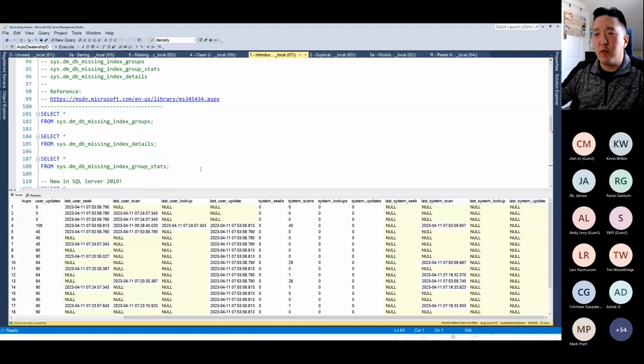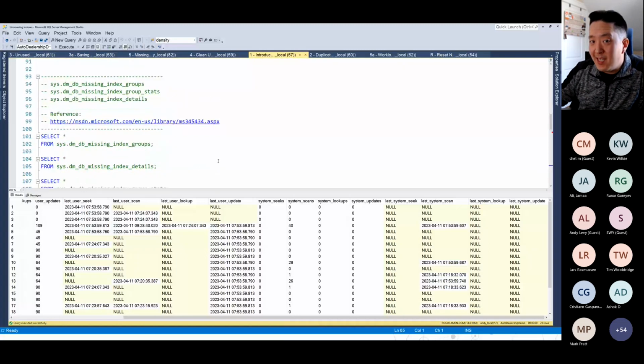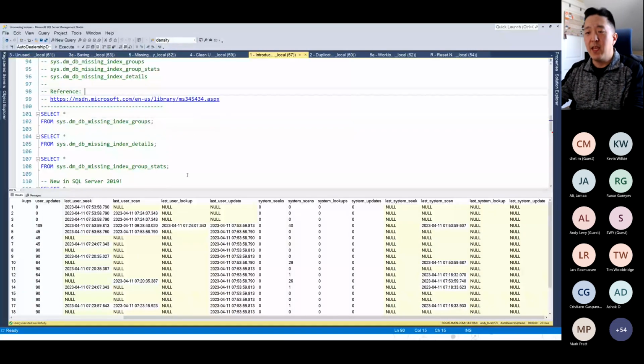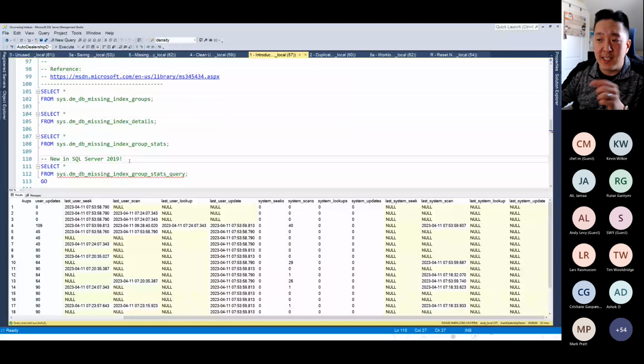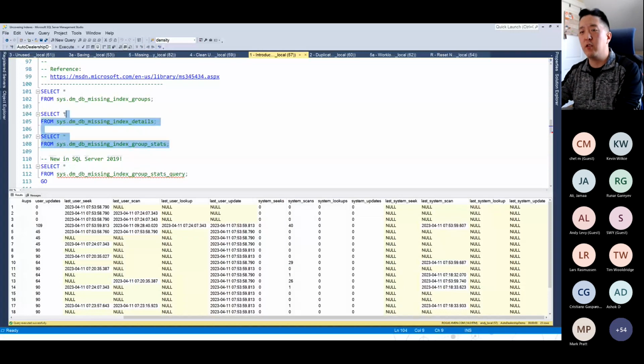Now, inside SQL Server, when it comes to the missing indexes, we have a couple of different DMVs here: sys.dm_db_missing_index_groups, group_stats, and details. And then new in SQL Server 2019, there's also missing_index_group_stats_query. I'll return to that in a moment.